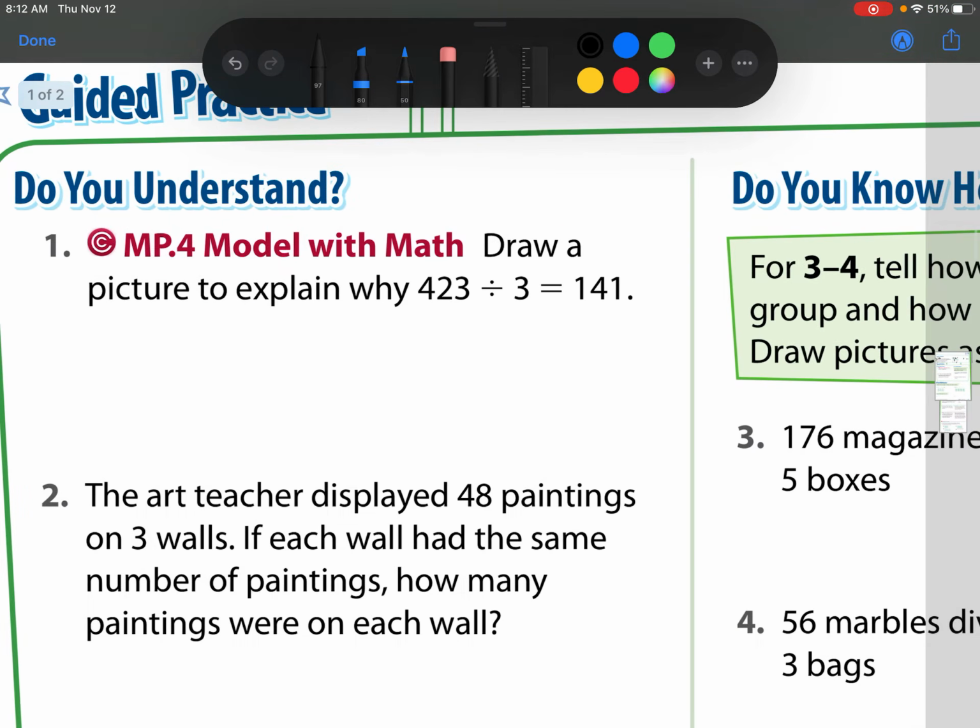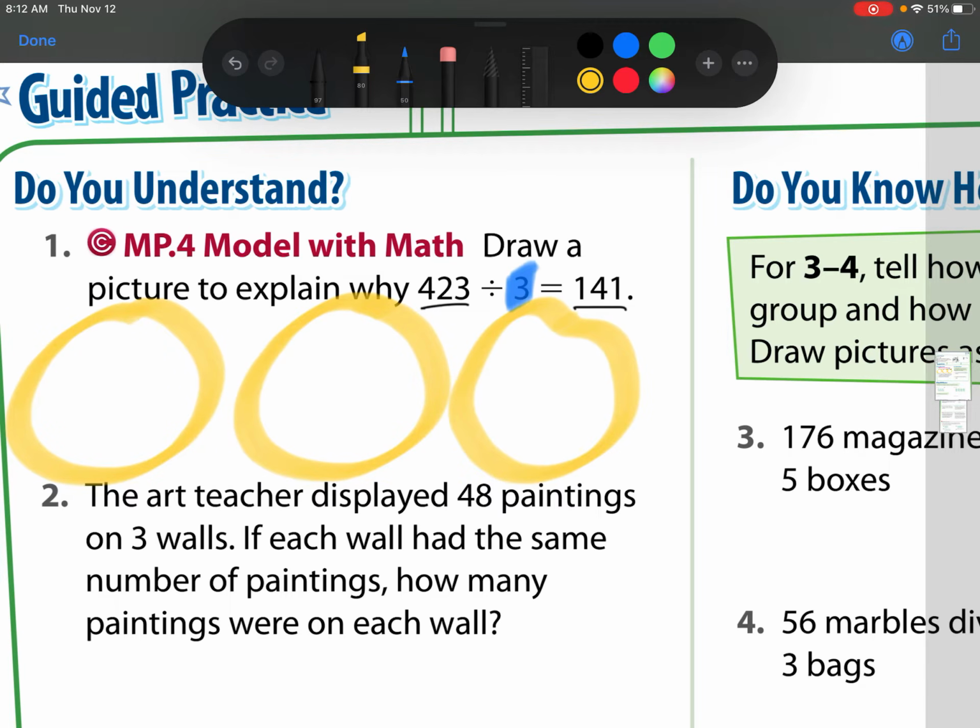So let's look at this one right here. Draw a picture to explain why 423 divided by 3 equals this. Well, first, I see that we have this many groups, so I'm going to start by making 3 groups. And then what do we need to do? Well, we need to break this 4 up into our hundreds, so we'd have 100, 200, 300. But then, this extra 100 right here, what do we do? We break that up into 1, 2, 3, 4, 5, 6, 7, 8, 9, 10. It breaks up into 10. And we already have these 2 right here.